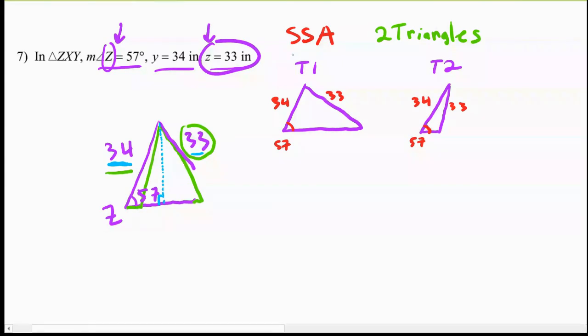I'm going to start with triangle 1 here, because in this one I'm going to be solving for this acute angle. I'm going to do that first. That's very important and key to understand. So to do this, I'm going to use my law of sines.